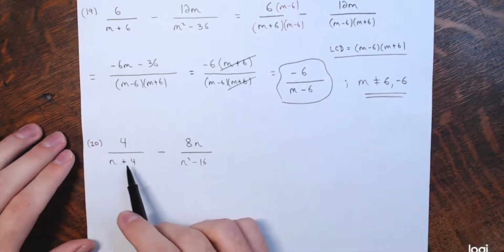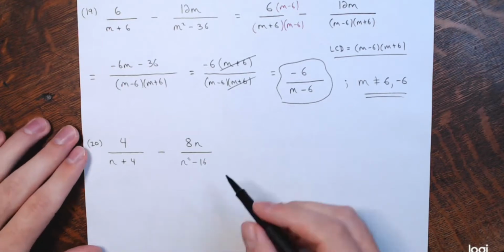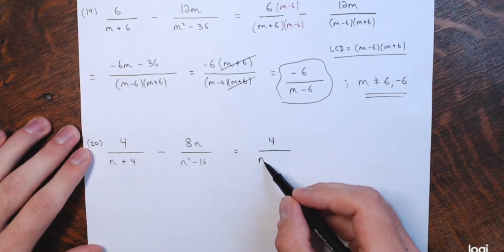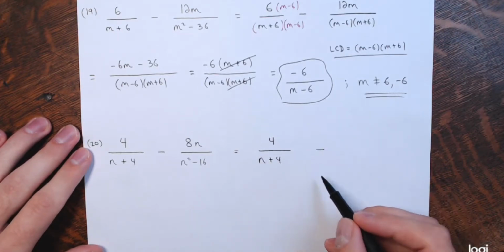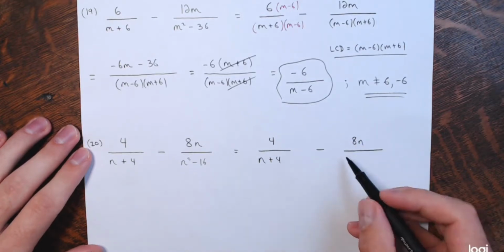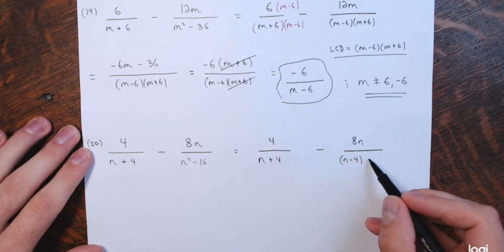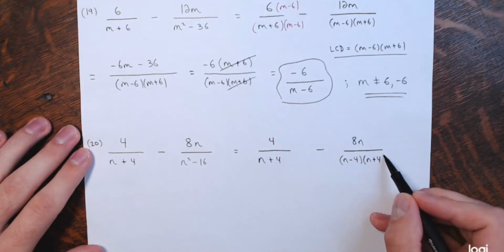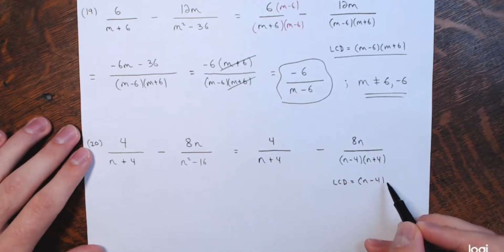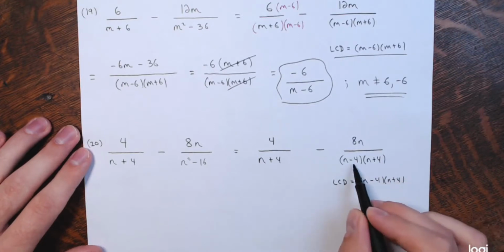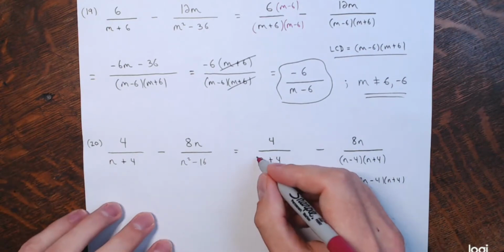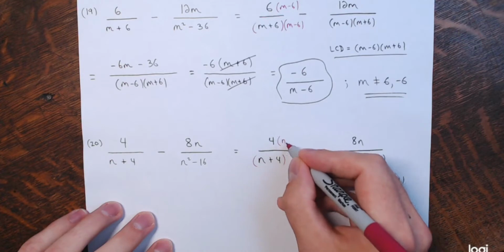All right, example 20 is very similar. Again, I'm going to factor the denominators. We have 4 over n plus 4 minus 8n over n squared minus 16, which factors to n minus 4 times n plus 4. So hopefully you can see that that's the LCD, n minus 4 times n plus 4. So the second denominator is already the way I want it. For the first fraction, I would have to multiply the numerator and denominator by n minus 4.